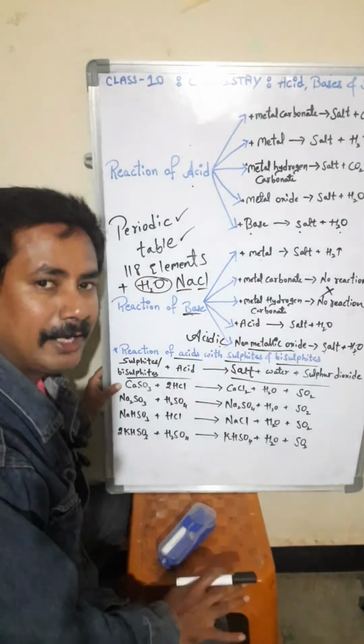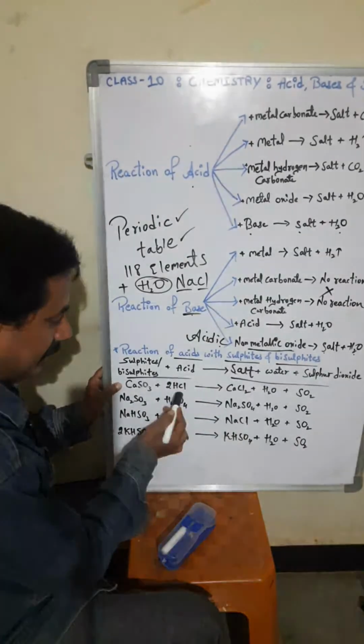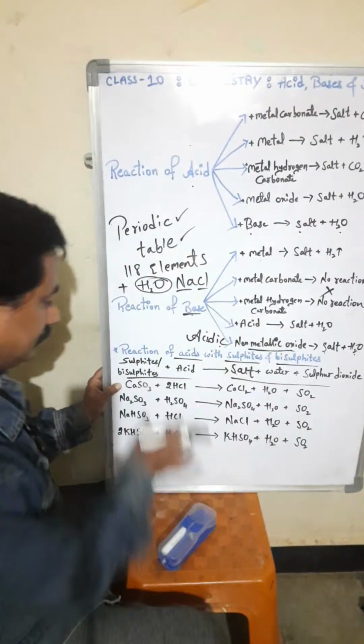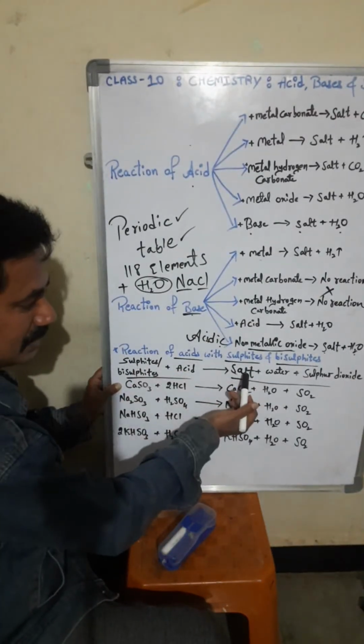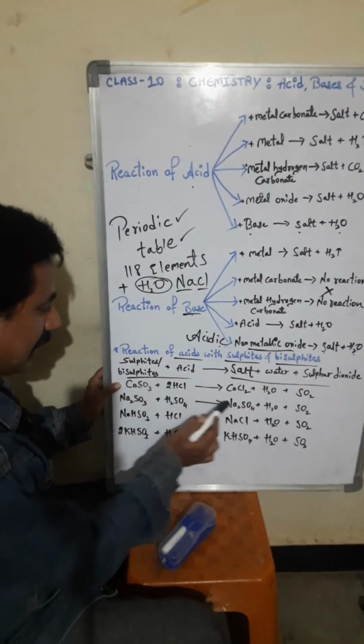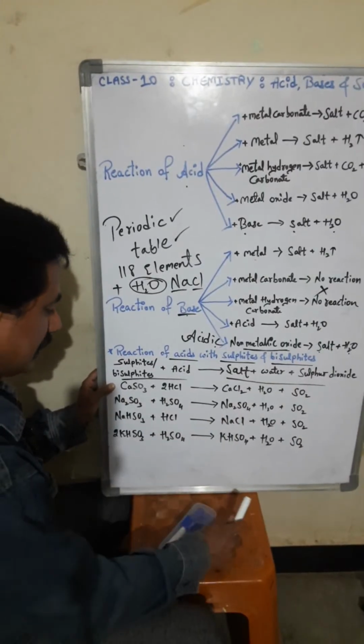HCl means what? Hydrochloric acid. Hydrochloric acid, when it is reacting with calcium sulfite, okay, so what is the result? Salt plus water plus sulfur dioxide. Which salt has been formed, students, here?